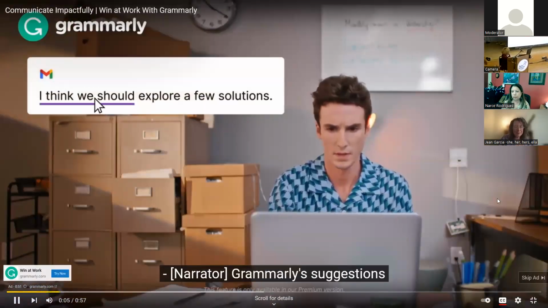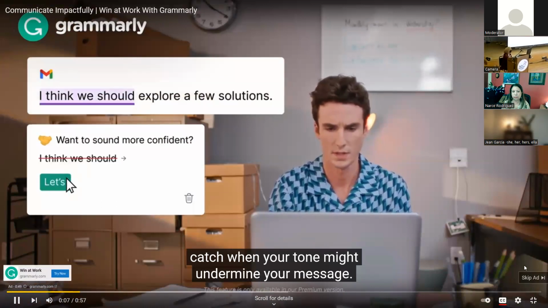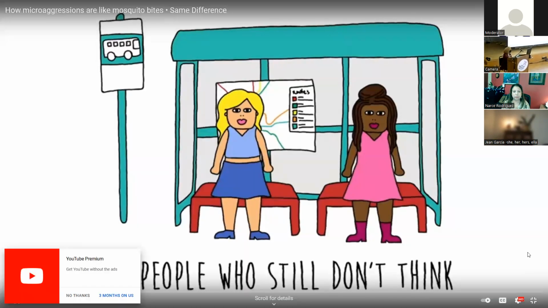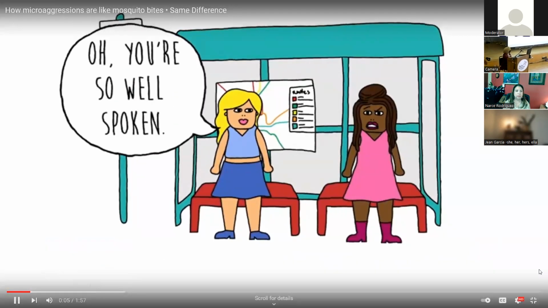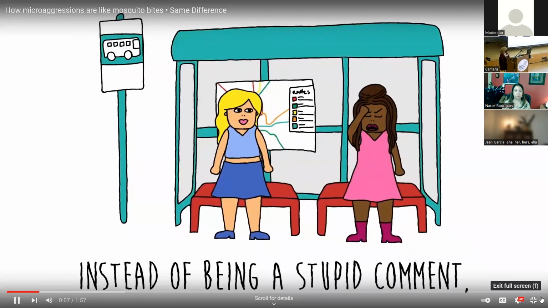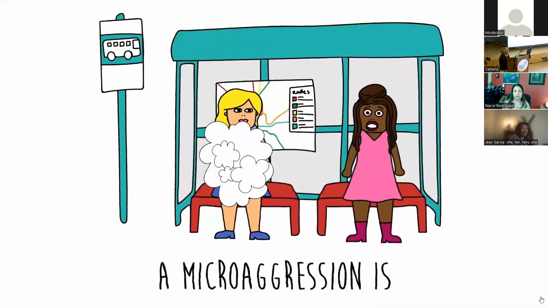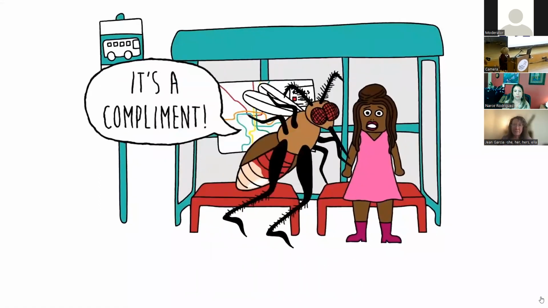Grammarly suggestions catch when your tone might undermine your message, and it offers. For people who still don't think that microaggressions are a problem, Oh, you're so well spoken. oh, just imagine instead of being a stupid comment, a microaggression is a mosquito bite. Ugh, it's a compliment.